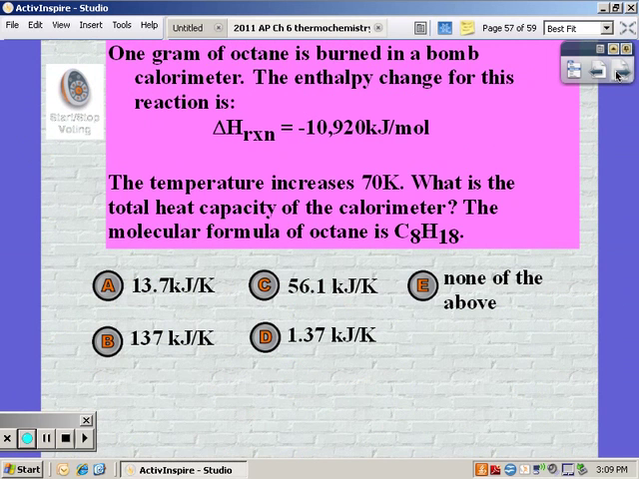Go ahead and pause the video and try this one on your own. Restart when you have your answer. You should have gotten D for the correct answer. If you did, you can fast forward to the next problem. If not, follow along and see how we got D.